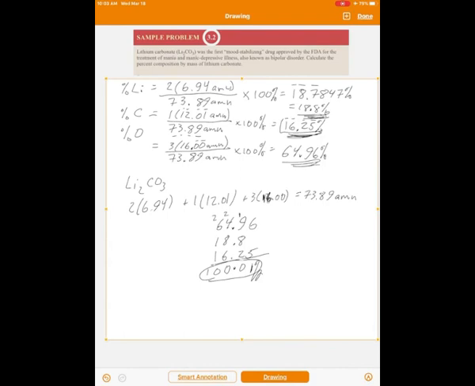That looks pretty good. So the way we would interpret this is that most of the weight in this compound is oxygen. It's a high percentage oxygen. And lithium and carbon are pretty close to each other. They're both around 15 to 20% or so. So that's sample problem 3.2. As always, when you do a sample problem, do practice problem A and practice problem B, and that'll give you more practice doing this type of problem.